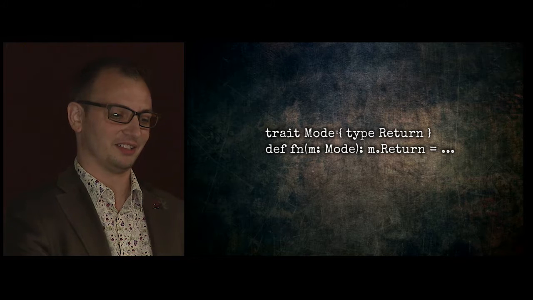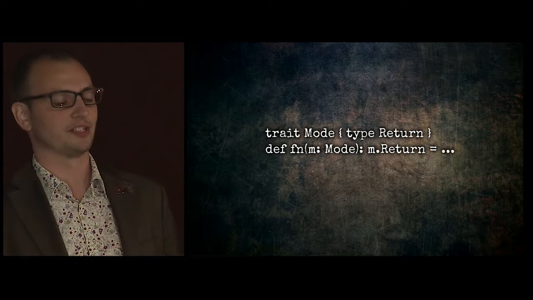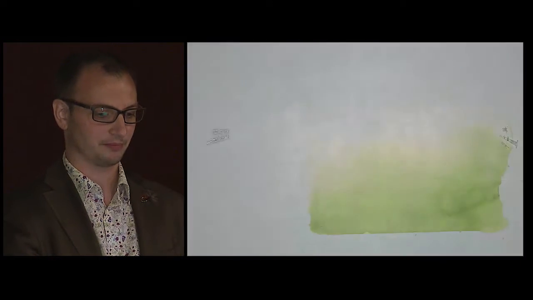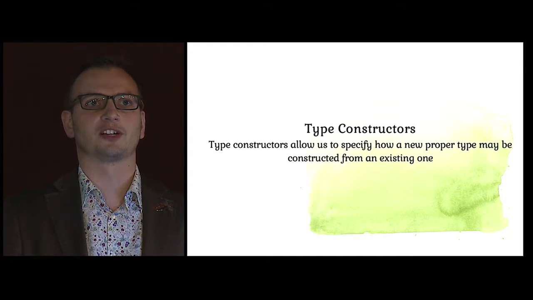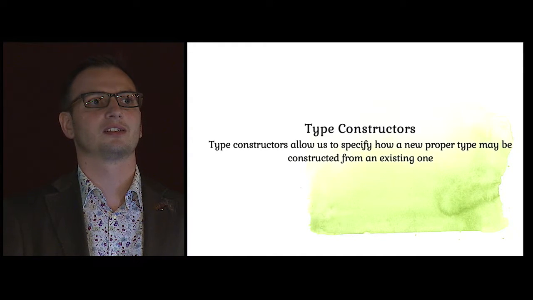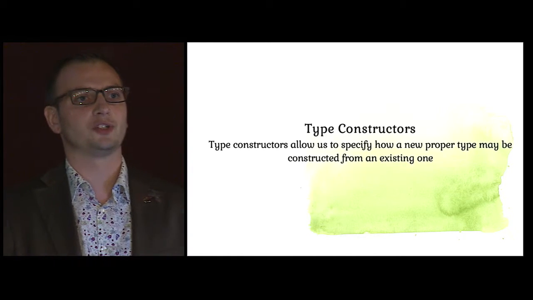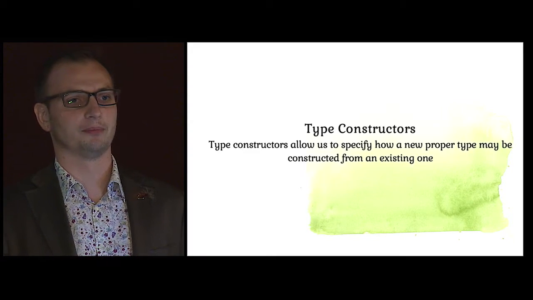And so we can return this completely different type on the basis of a different parameter provided. So this is the first step. Next step is type constructors. Who's familiar with type constructors? Okay, about half. So a type constructor allows you to construct a new proper type from an old one.